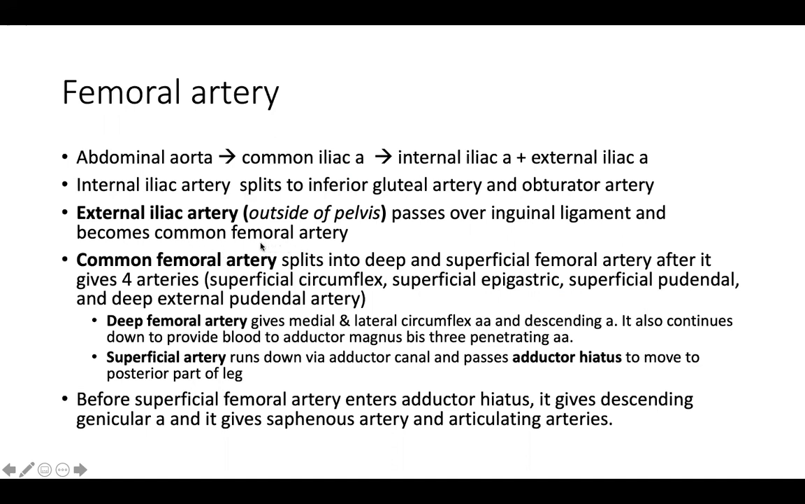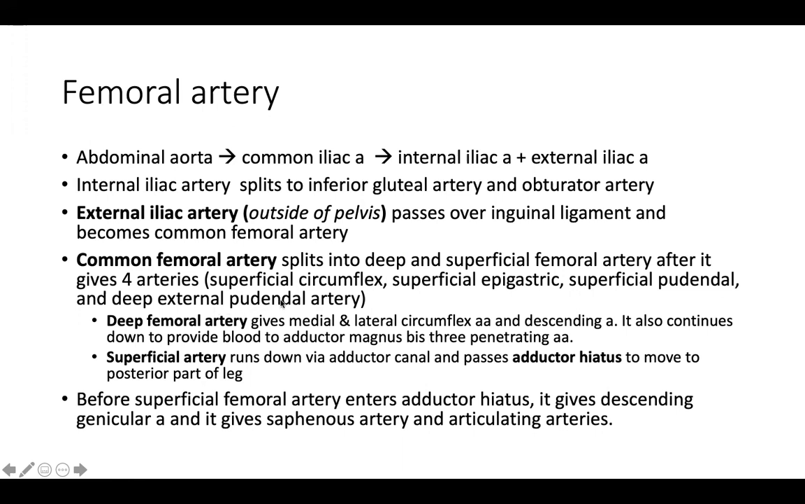So the common femoral artery then becomes the deep femoral artery and superficial femoral artery, but before it becomes deep and superficial, it gives 4 branches. These 4 branches are the superficial circumflex, superficial epigastric, superficial pudendal, and then the deep external pudendal artery.